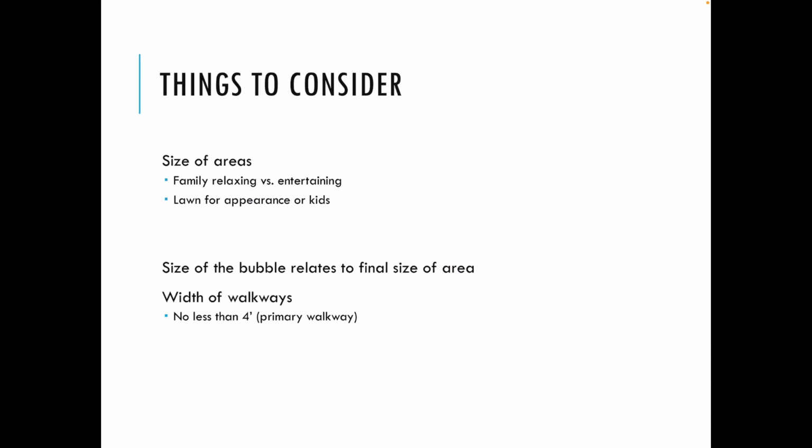Consider the size of the areas. Consider the size of the family. Do they need lawn for appearance or lawns for kids? A 4-foot walkway in there? Do you need a 6-foot walkway in there? Are we dealing with wheelchairs and things like that? So we want to make sure we're addressing the sizes of things appropriately. We want to make sure we have enough adequate access for various activities.